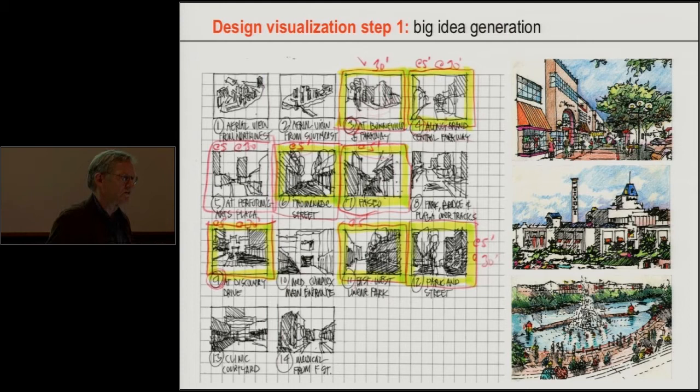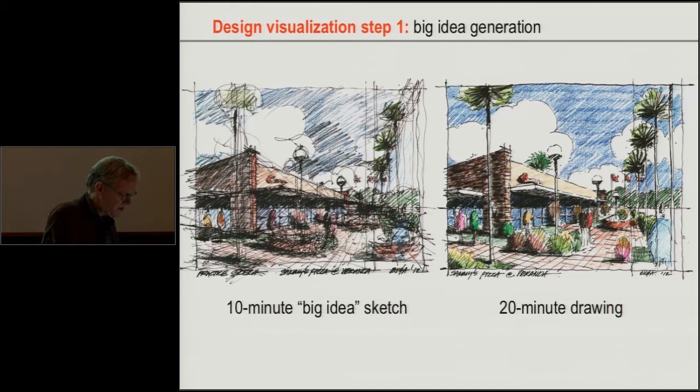In the process of design visualization, it's always a good strategy to think through, all right, how do I want to start getting some big ideas down on paper? And those big ideas can start with just a thumbnail sketch. It can be something just in the left-hand image, a series of little vignettes that show how one would travel down a street. And you can see the ones that are circled were eventually blown up and then turned into a larger drawing. Big idea generation can be a very, very quick sketch on the left.